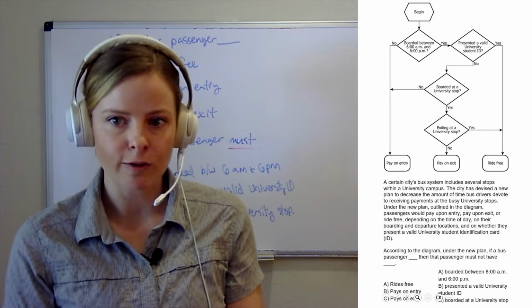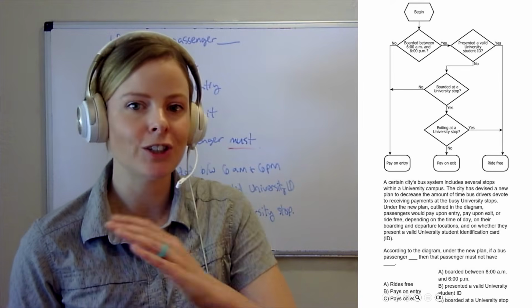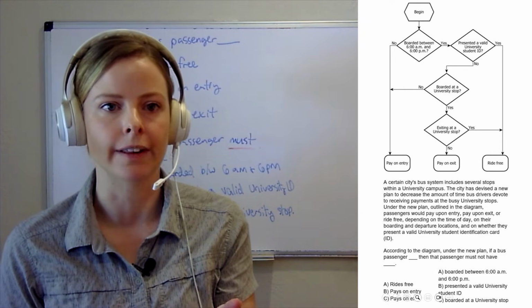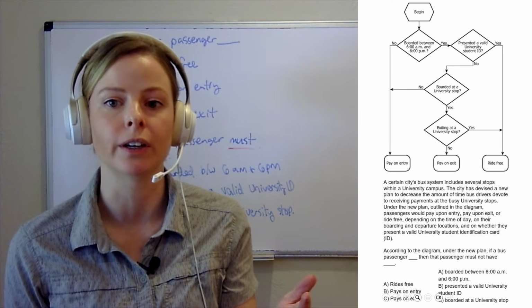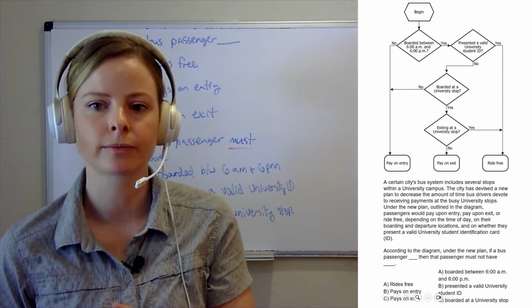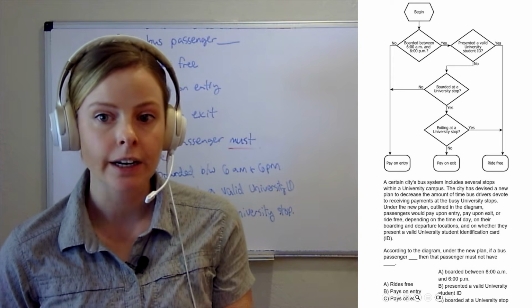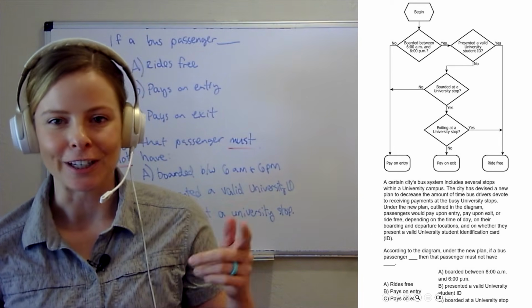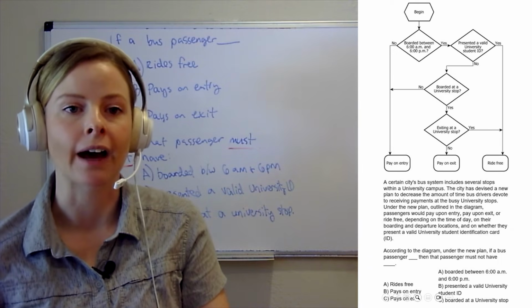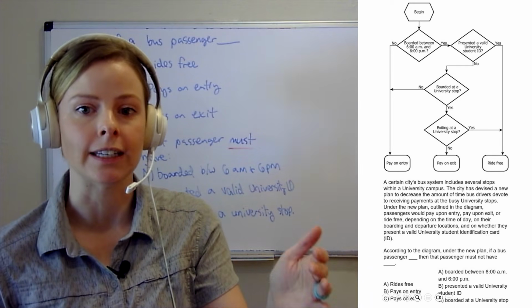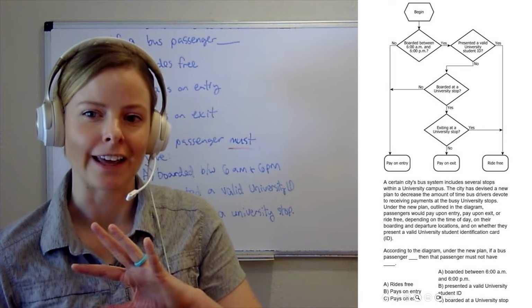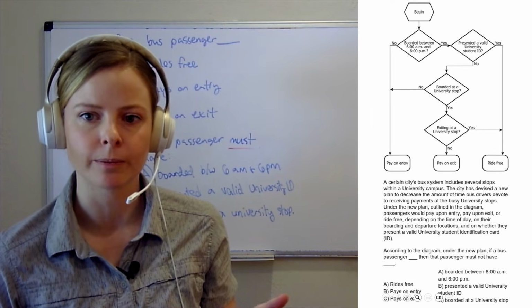A, you must not have boarded between 6 a.m. and 6 p.m. Well, we just said that to end up in the rides free bucket, you have to board in that time, right? So this is the opposite of what we're looking for, so A is out. B, you must not have presented a valid university student ID. Actually, on that first path, that pretty simple path, if you do present the ID, then you end up in the rides free bucket. So B is not a must not. We can get rid of B.